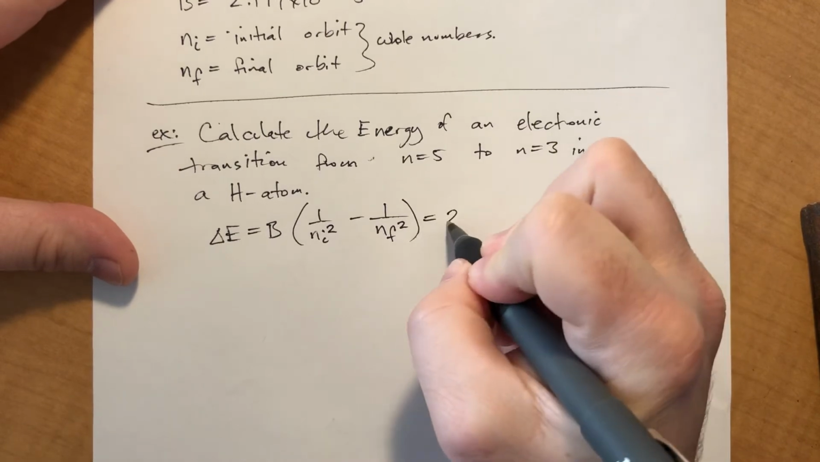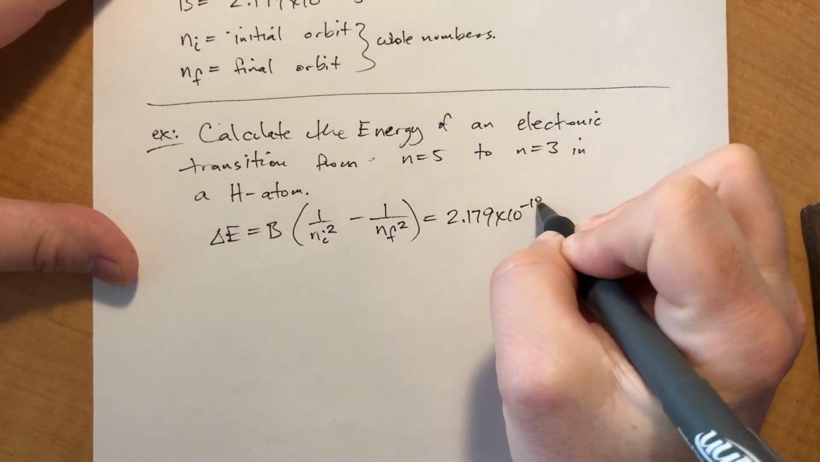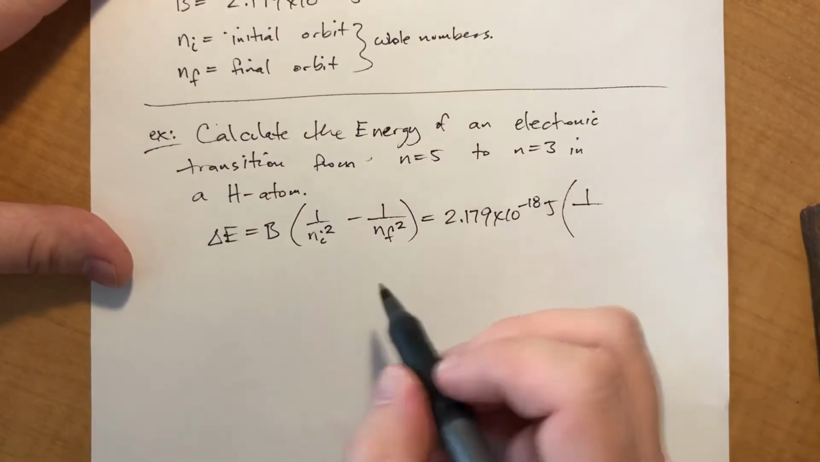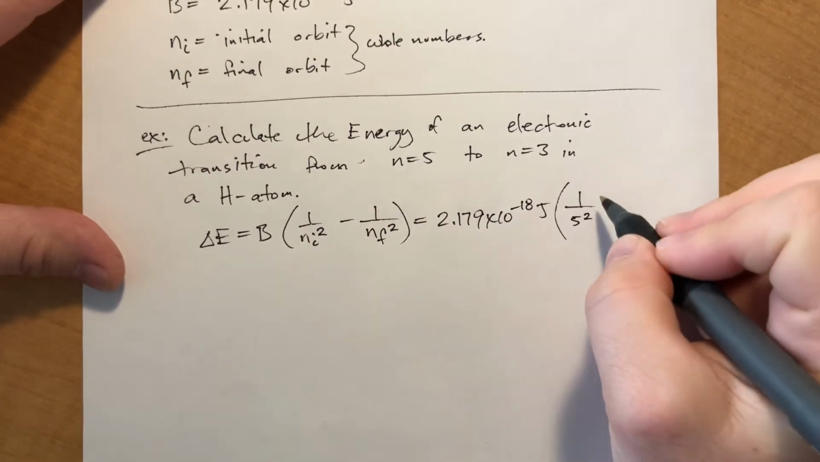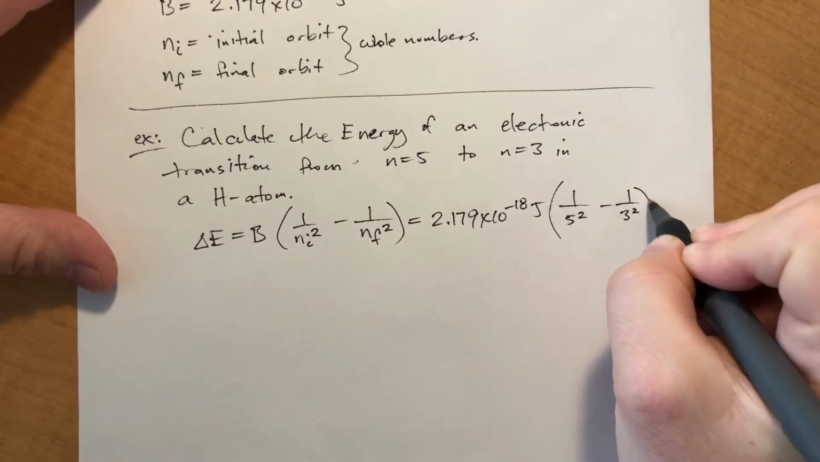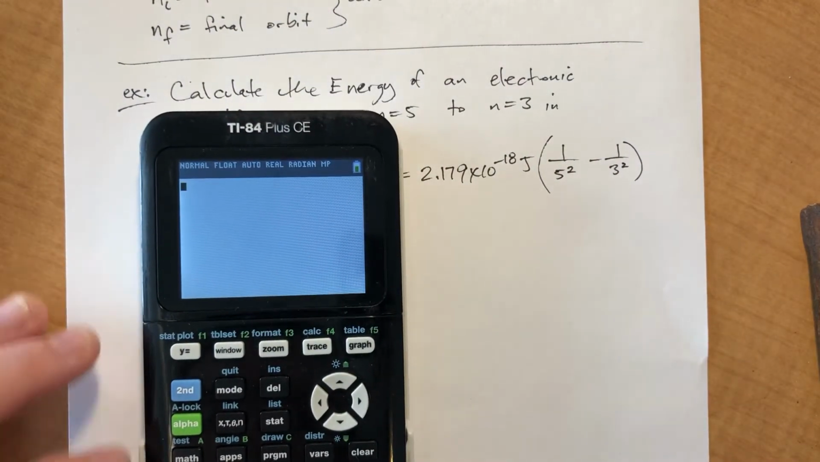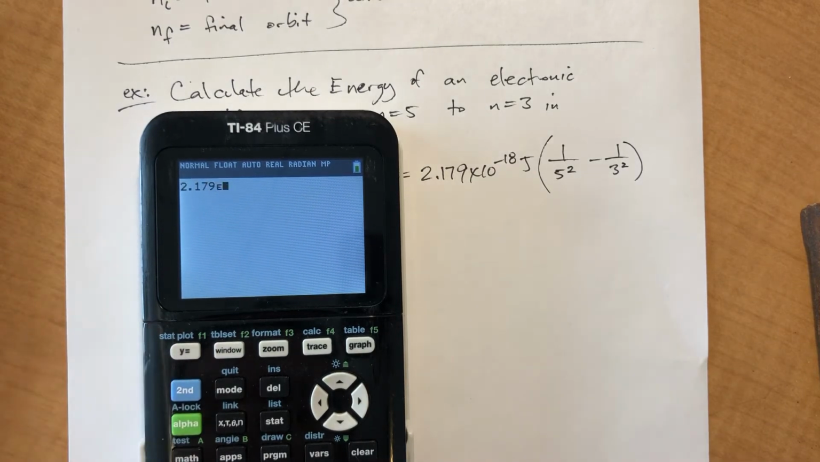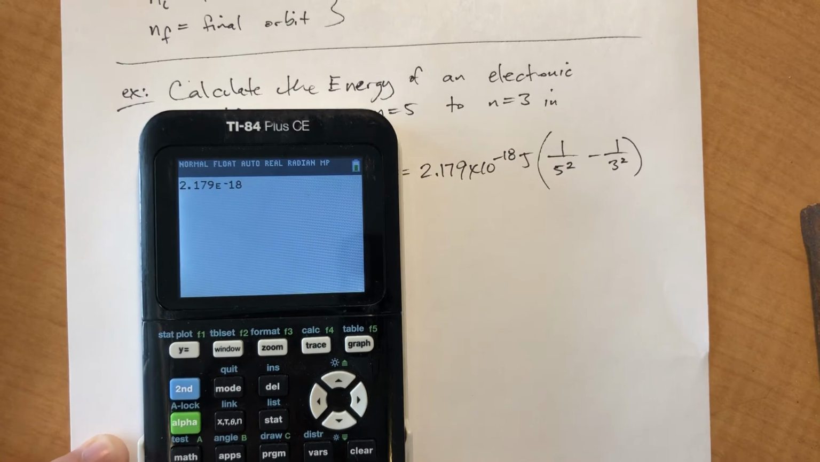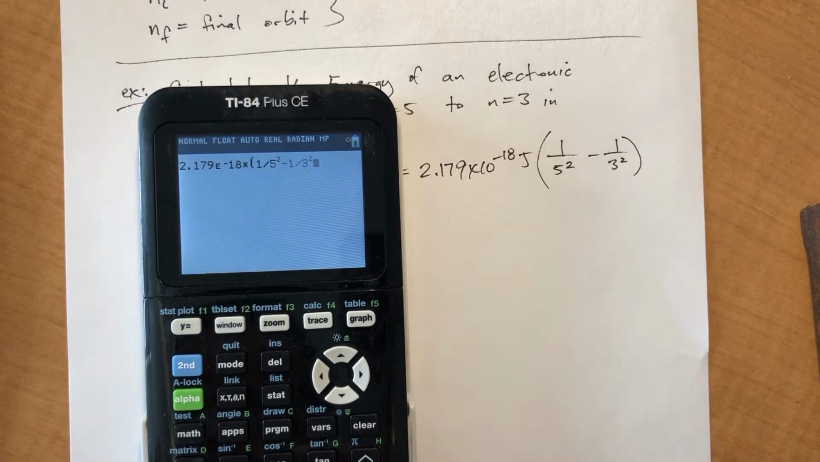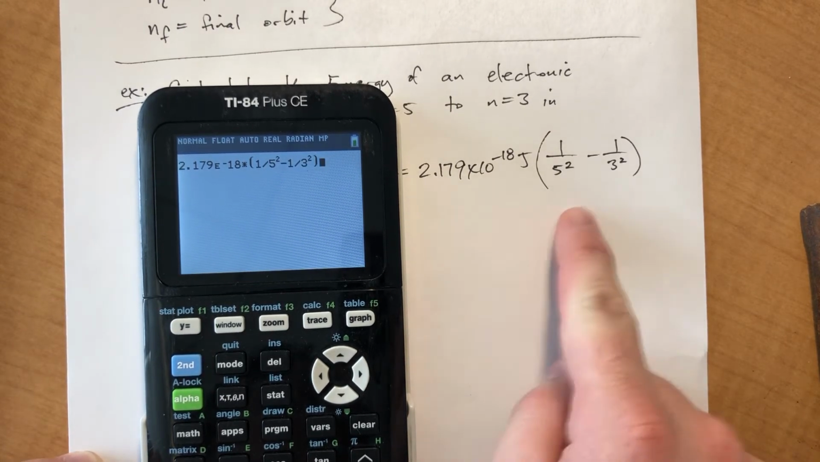Okay, B is 2.179 times 10 to the negative 18th joules, times 1 over, make sure you square these when you're doing these problems. So n initial was 5, so 1 over 5 squared minus 1 over 3 squared. Typing this in your calculator, be really careful with the scientific notation: 2.179 EE negative 18, times, I'm going to put it in parentheses, 1 divided by 5 squared minus 1 divided by 3 squared. Close the parenthesis, should be that, right?